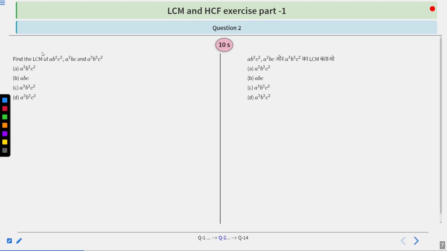Find the LCM of A, B square, C square, A square, BC and A cube, B cube, C square. And the options are A square, B square, C square; ABC; A cube, B cube, C square; and A cube, B cube and C cube. These are the options.